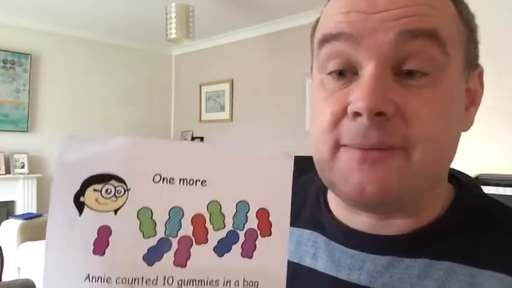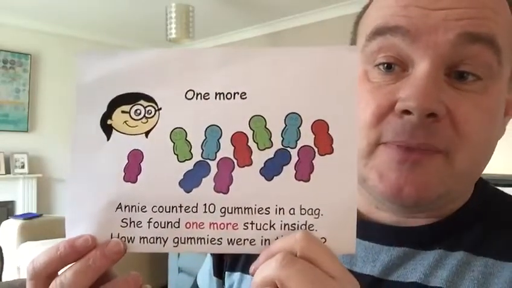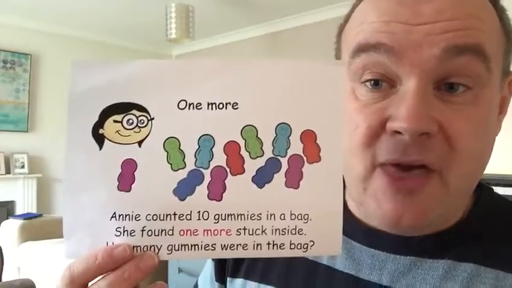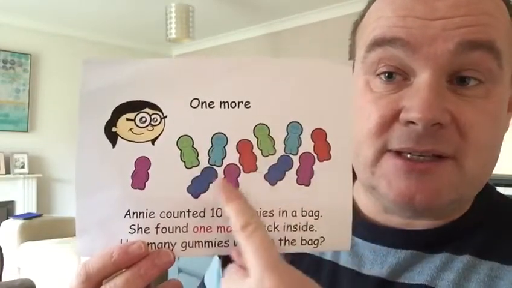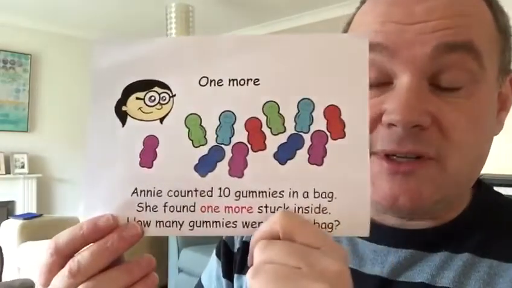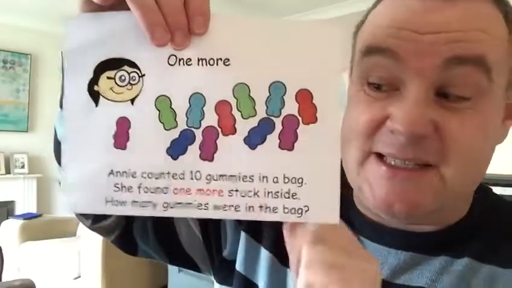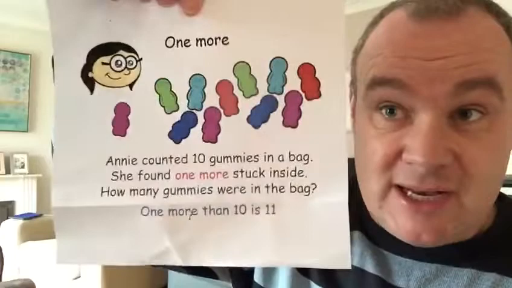Now let's look at this problem together. Call out the answer if you know it or write it down. So, 1 more. Annie counts 10 sweets in her bag, but then she finds 1 more stuck inside the bag. So she counted 10, but she found 1 more. How many jelly babies, sweeties, does she now have? So 1 more than 10. This is easy, isn't it? I think. Let's have a look. I'm sure you're right. 1 more than 10 is 11. So she's got 11 jelly babies now.